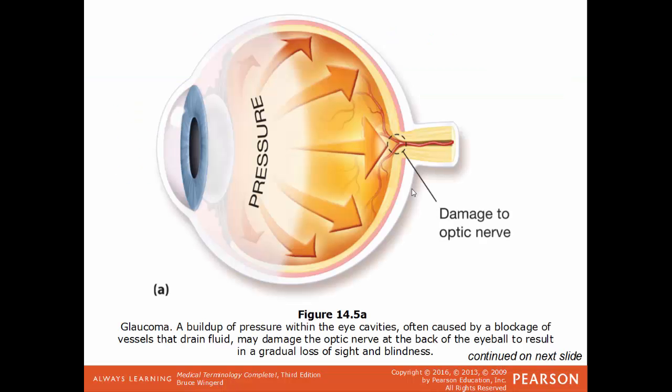Here's how that would look. The eyeball is really two chambers filled with fluid. We have a chamber up here and a chamber back here. So as pressure in this posterior chamber builds, the fluid has to go somewhere. So as that pressure builds, it's going to push on the back part here where it meets the optic nerve. Well, if this gets too much pressure, it's going to impact how well you're able to see. So this will lead to a gradual loss of vision and eventually blindness.